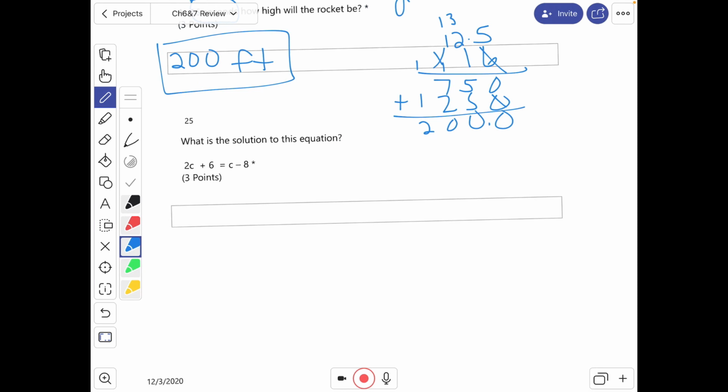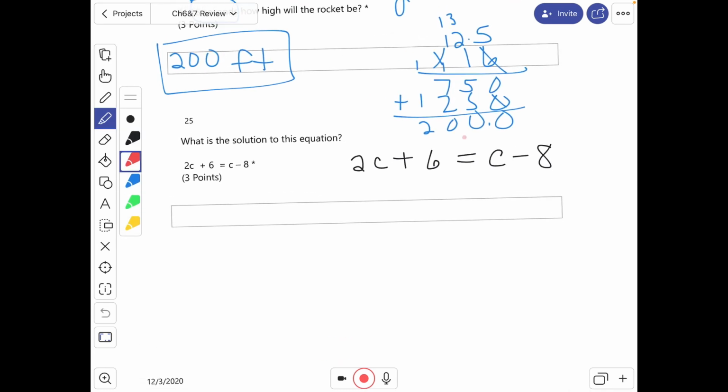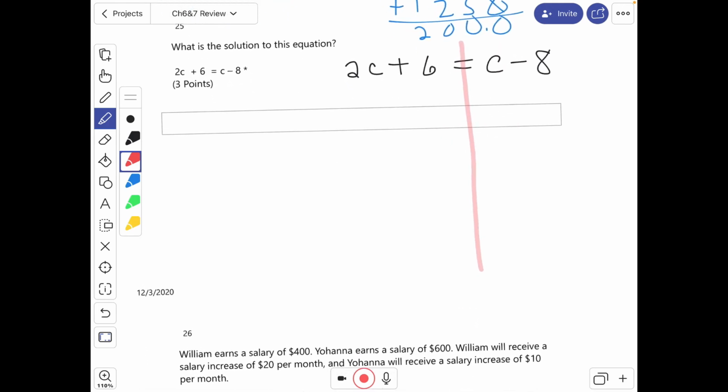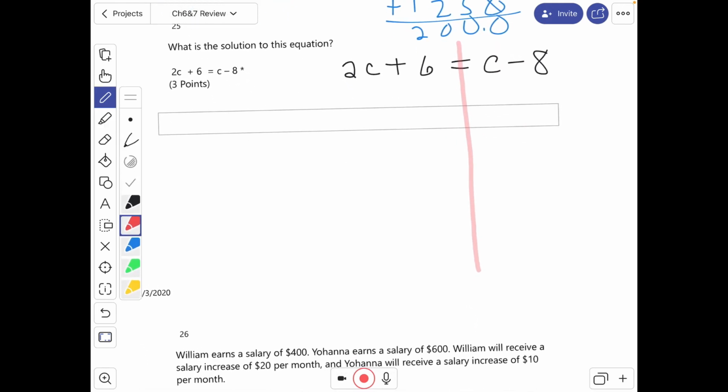Number 25. What is the solution to this equation? And I'm going to rewrite it over here so I don't have to write over something. Remember, when we're doing an equation, whatever we do on the left side, we have to do on the right side. And to start with, we want to put all the variables together. And we usually move the little guy. So there's 2 C's, or there's just 1 C. So I'm going to move the 1 C because he's smaller. And little is easier to move.